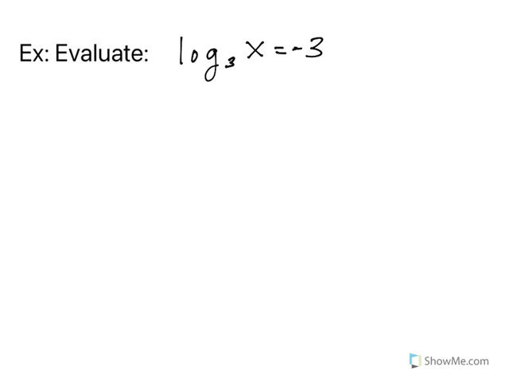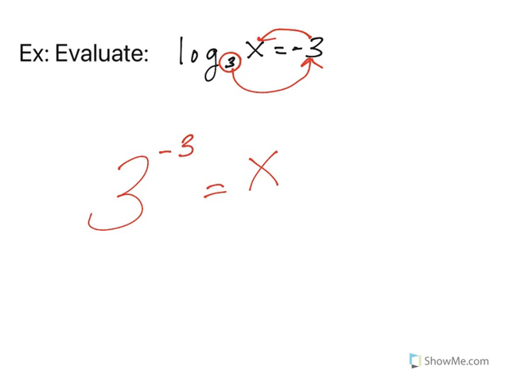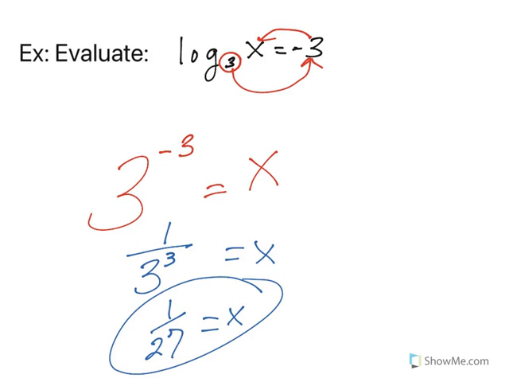Now let's evaluate. Log of x base 3 is -3. Again, we start with the base. So 3 raised to the -3 equals x. Okay, so let's think through playing with negative exponents. Remember, negative exponents mean we flip it. We take the reciprocal and the exponent becomes positive. So this is the same as 1 over 3 cubed. So x equals 1 over 27.